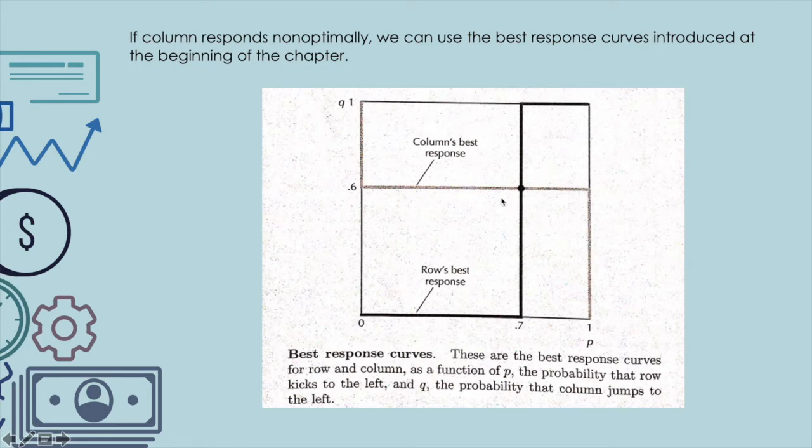So this is where they intersect, at the point where p is 0.7 and q is 0.6. This is where they intersect.